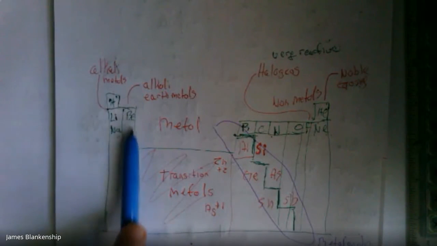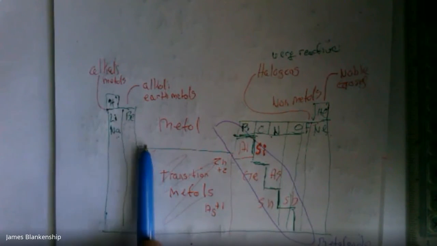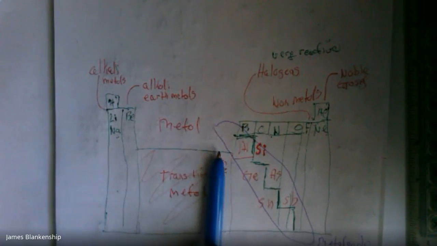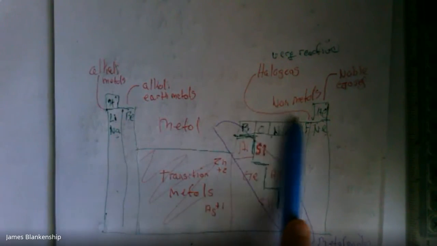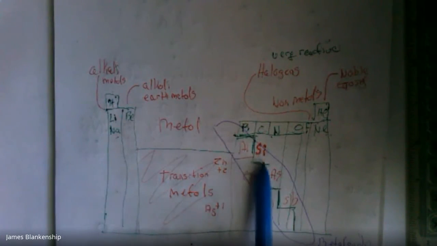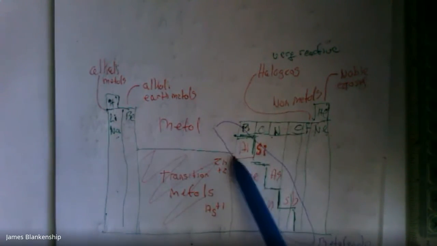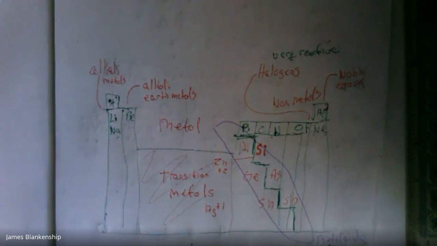The next column is our alkali earths. Then in that stretch between the two columns on either side, we have transition metals. Then over here, we have our stair-step line that separates metals from non-metals. Things that are along that stair-step line are called metalloids.